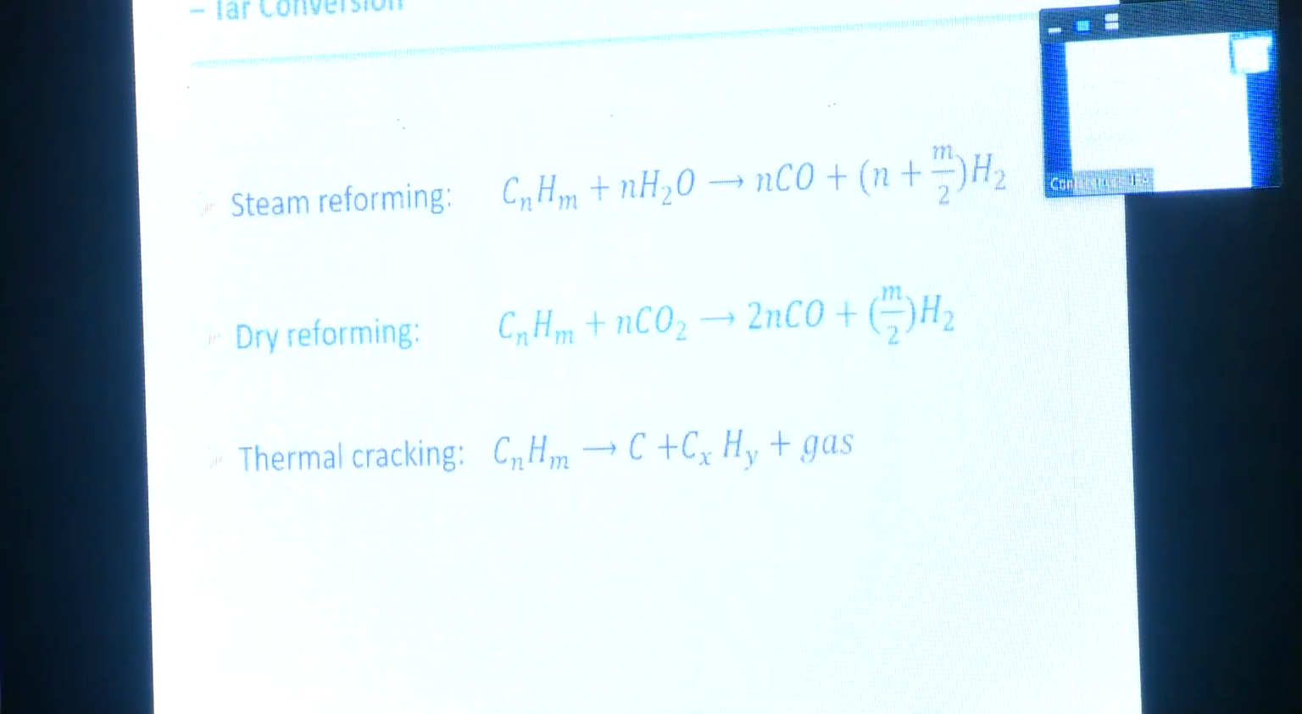The most important reactions that can convert the tar, as you can see here, are steam reforming, where we react the tar with steam so that we produce the syngas, which is carbon monoxide and hydrogen. The second reaction is dry reforming, which means we react the tar with only carbon dioxide. The third one is thermal cracking, especially at elevated temperatures, more than 1,000 degrees Celsius.